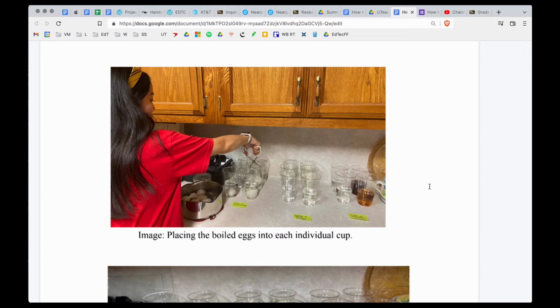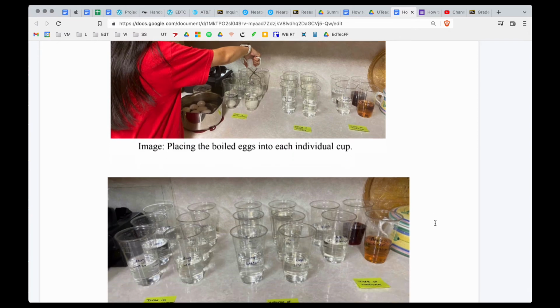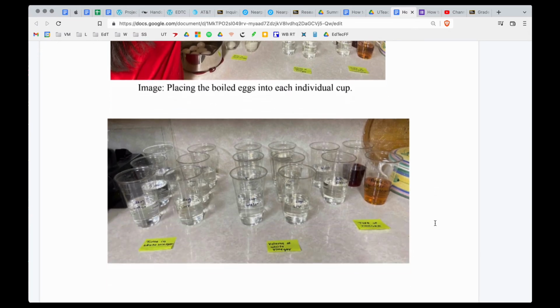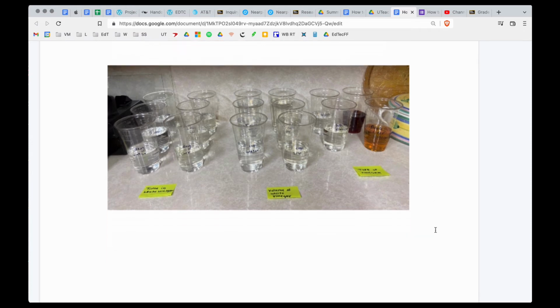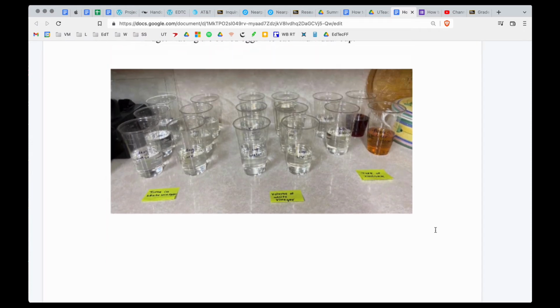But remember, is this photo special? Did she place the boiled eggs in the individual cup in a special way that the reader does need to see this picture? So think about it. Is it really valuable? And right here, this is a decent picture outline, but I can't really see the titles here. So it's kind of difficult, right? So these are just some examples of photos and some of the things I like and don't like about them.